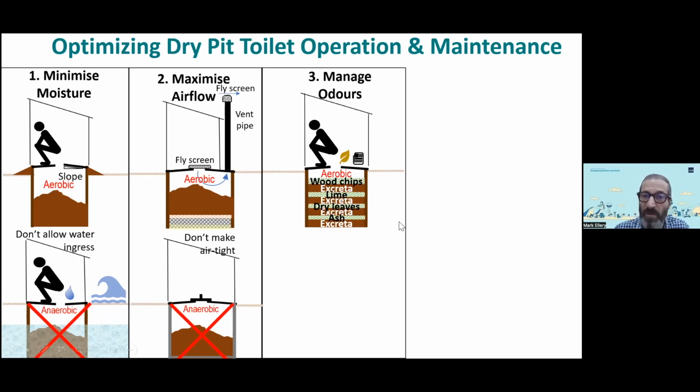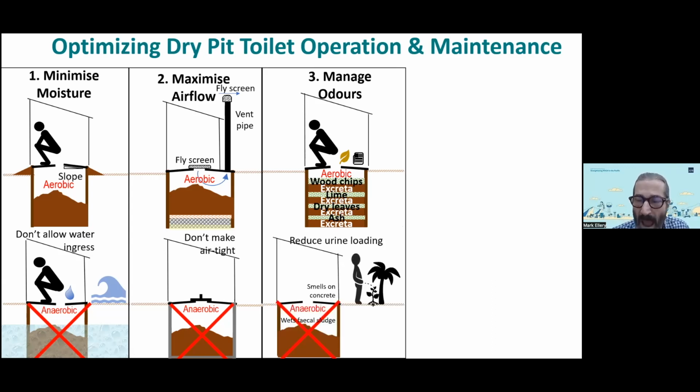Managing of odors can be done through the addition of things like wood chips or lime or ash or dry leaves or seashell, crushed shells. And reducing urine is potentially a critical strategy for optimizing the operation of the pit and reducing the generation of odors, also from the concrete.